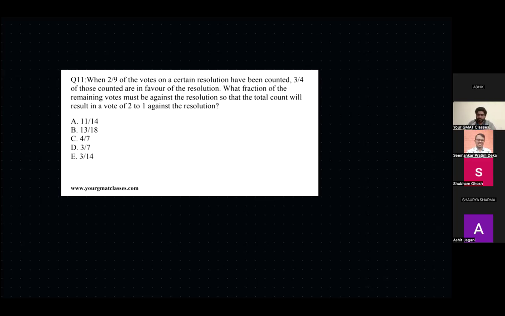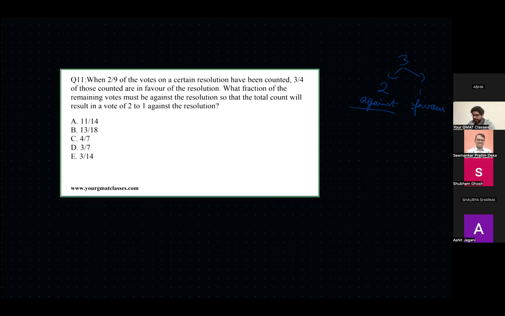So for this question, class, understand this. Whenever you have ratios where there is a denominator, like you're dividing it into 2/9, then 3/4, and 2 to 1 against means 2/3. Because it says 2 to 1 against. So out of 3, 2 will be against, 1 will be in favor, right? This is what 2 to 1 against means, class. Can I say this? 2 to 1 against, 2 is against and 1 is in favor. Yes or no, class? Do all of you agree?